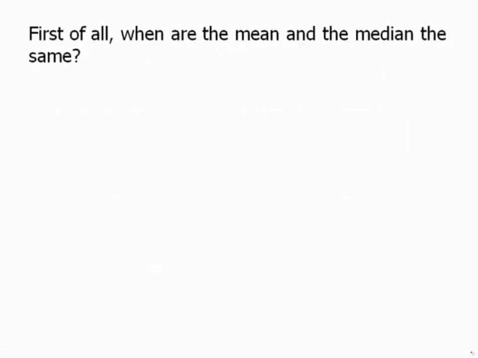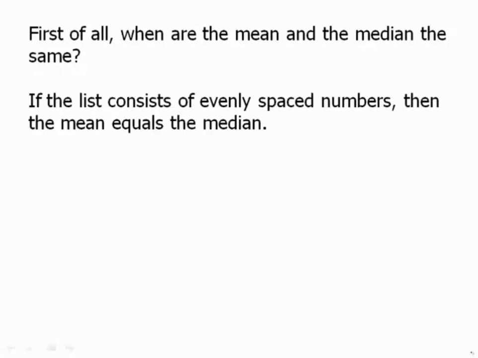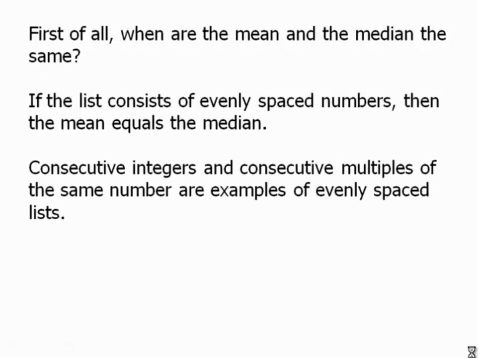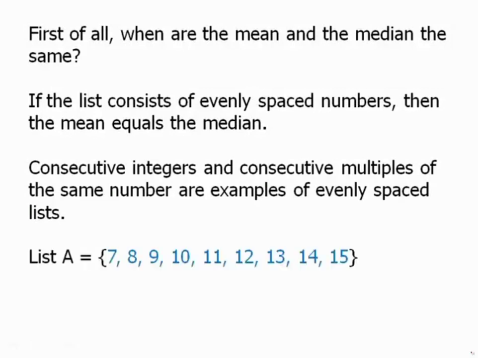First of all, when are the mean and the median the same? Well, certainly, if the list consists of evenly spaced numbers, then the mean equals the median. Consecutive integers and consecutive multiples of the same number are examples of evenly spaced lists. For example, if I had the first 20 multiples of 7, that would be an evenly spaced list. When we have an evenly spaced list, the mean and the median are identical. So, for example, in this list, we have 1, 2, 3, 4, 5, 6, 7, 8, 9 numbers. So the mean and the median are both equal to the middle number on the list, 11.